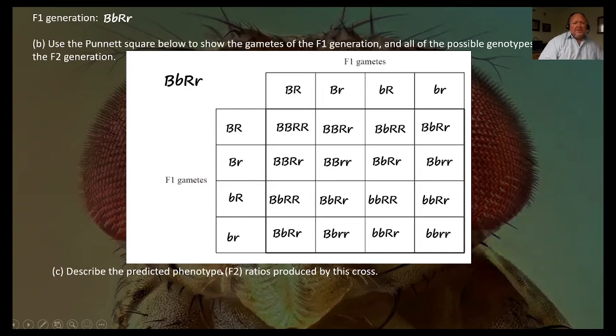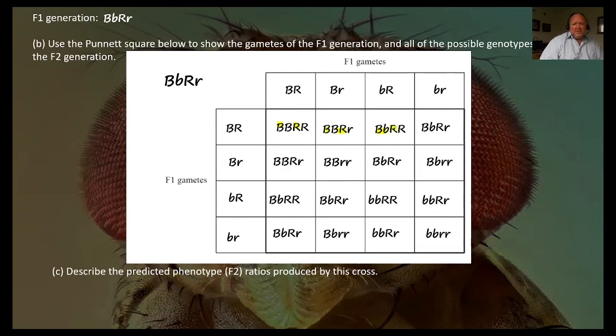Now describe the predicted phenotype ratio. The phenotype ratio is when we count them. So let's use a highlighter and count all the ones that have, remember big B is brown body and big R is red eyes. Whenever there's a capital B or a capital R, it's going to be brown body or red eyes, but now we want that combination. So anywhere there's a big and a big. There's a big and there's a big.